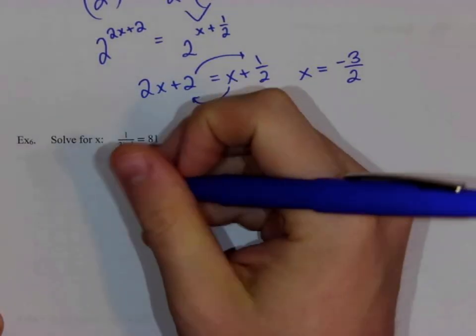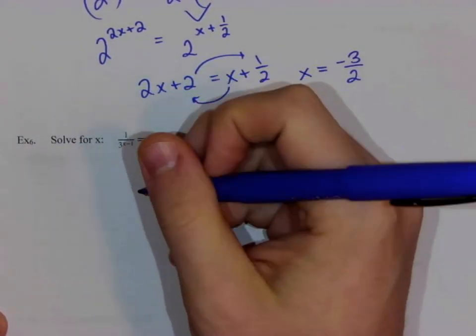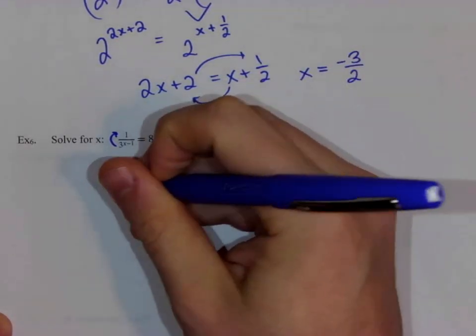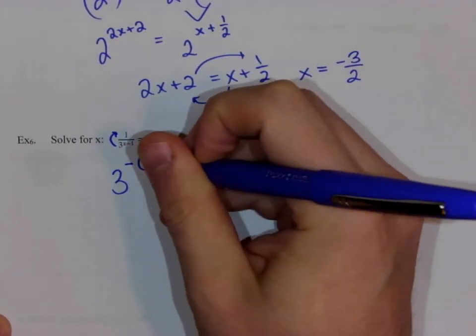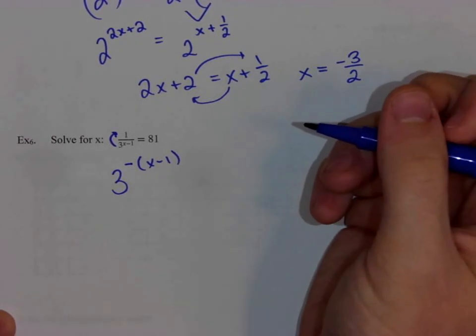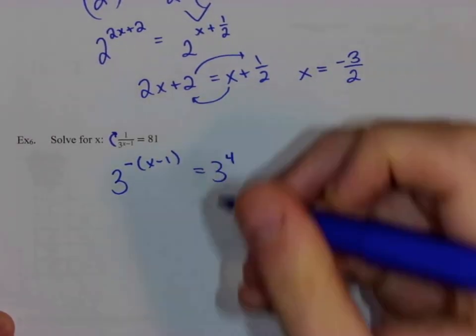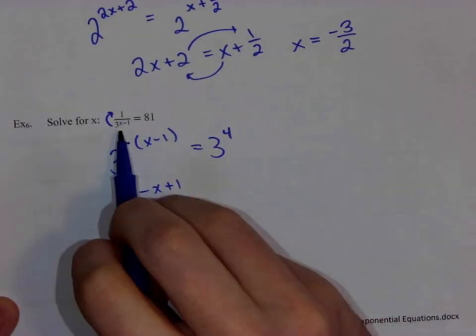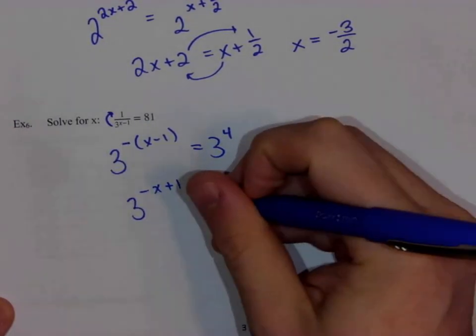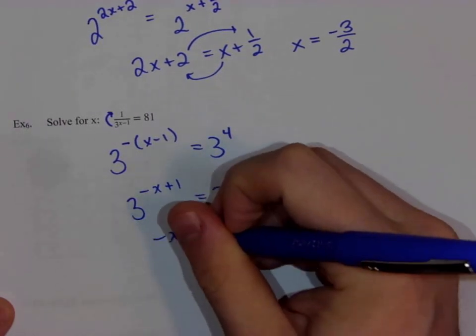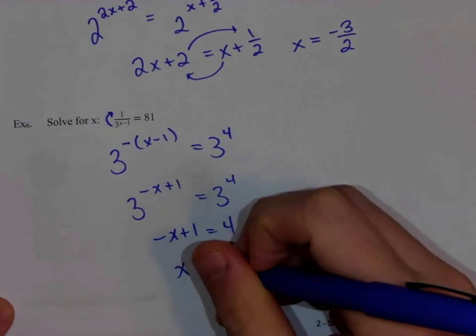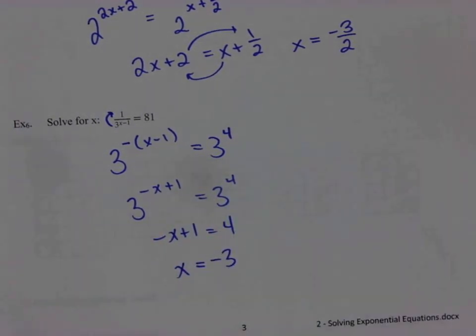6 has a negative exponent, so I'm going to, or it's on the denominator, so I should apply a negative exponent to bring the 3 back up to the numerator. So I'm going to go 3 to the negative x minus 1. Look at the brackets on the binomial there. And then 3 to the 4 on the right-hand side. So I get 3 to the negative x plus 1. Applying a negative here goes to the x and the negative 1, which equals 3 to the 4. Negative x plus 1 equals 4. Move things over, and you get x equals negative 3 in that question.